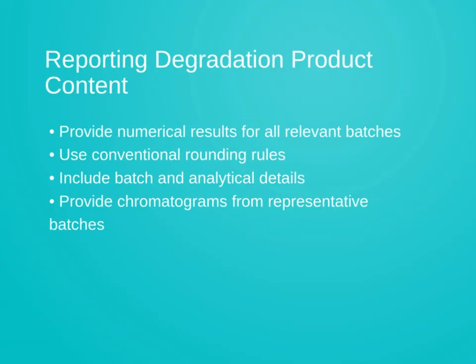Now, let's discuss what data should be submitted in regulatory filings. All relevant batches, including clinical, safety, and stability, must have degradation data reported numerically. Statements like complies or meets limits are not acceptable. The results should be appropriately rounded, below 1% to 2 decimal places and above 1% to 1 decimal. Additionally, chromatograms must be included from both representative batches and validation studies. Complete documentation of batch history, manufacturing site, and analytical method used is required.